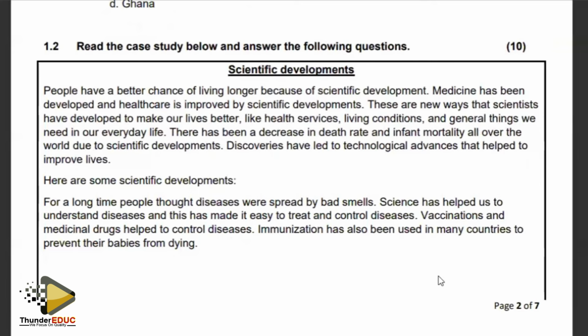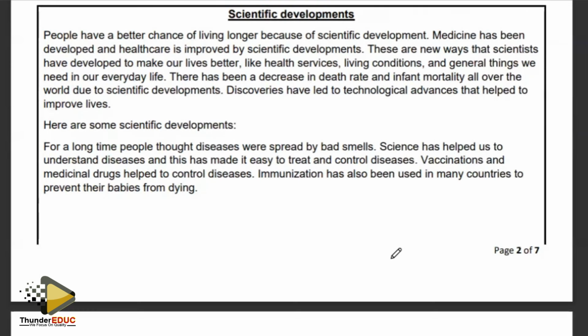All right, and then read the case study below and answer the following questions. The case study is about scientific developments. People have a better chance of living longer because of scientific development. Medicine has been developed and healthcare is improved. These are new ways that scientists have developed to make our lives better, like health services, living conditions, and general things we need in our everyday life. There has been a decrease in death rate and infant mortality all over the world due to scientific developments. Discoveries have led to technological advances that helped improve lives.